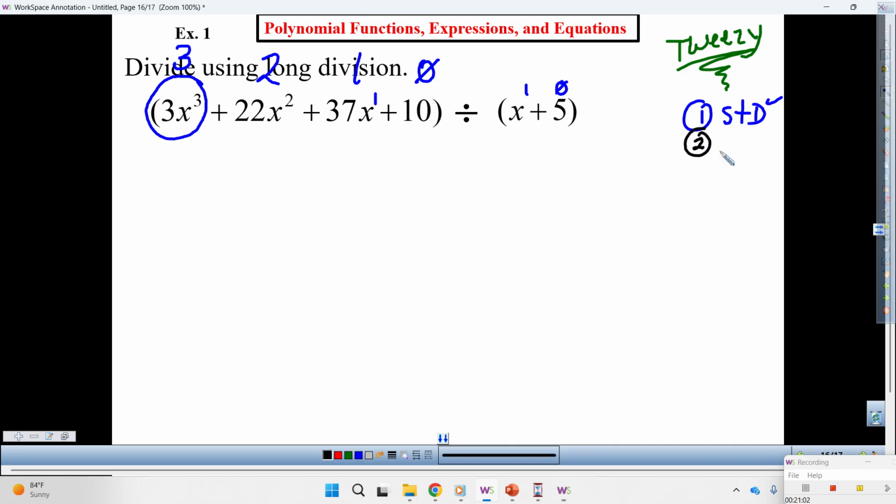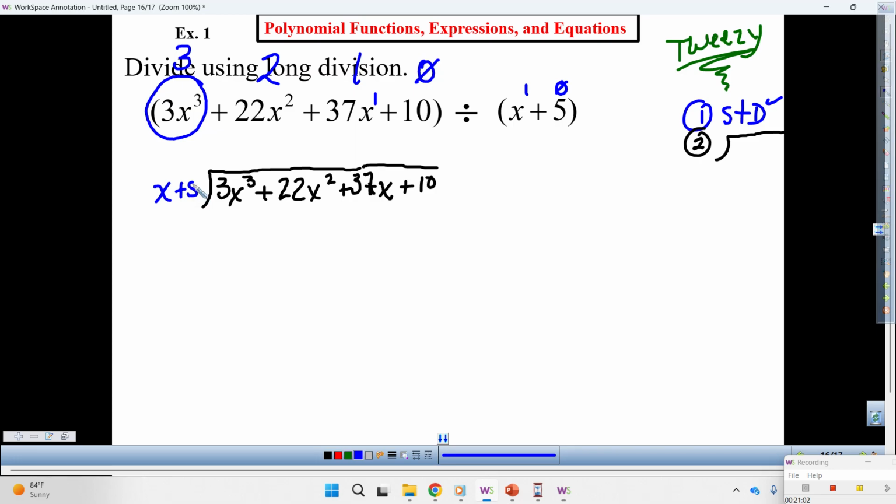Step 2. Focus. Step 2, write your long division. So, this is going to be our dividend. So we write 3x cubed plus 22x squared plus 37x plus 10 divided by x plus 5. If you have colored pens, use them because I'm going to be using different colors for each component. And step 3, divide. Here we go.